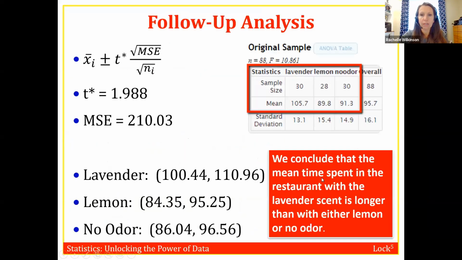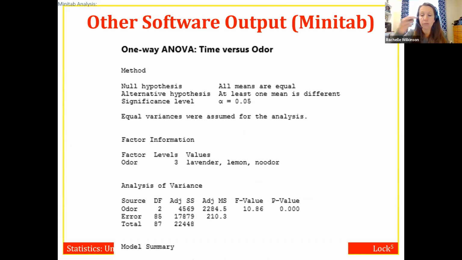All right, a couple other things I was going to show you guys. I was just going to show you something besides StatKey, looking at the analysis in another program. So this is some software output from another program called Minitab that's pretty commonly used. StatKey is really fantastic for our class. It pretty much does exactly what we need it to for our class, but nothing else. So in the real world, real analysts don't really use StatKey because it's not that powerful.